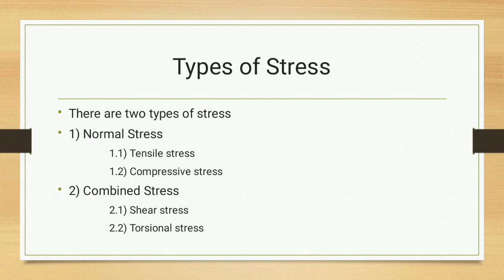Type of stress. Broadly, the stresses are categorized into two types, which is normal and combined. Further, normal stress is classified into two types, tensile stress and compressive stress. In the combined stress, there are two more further classifications, shear stress and torsional stress.